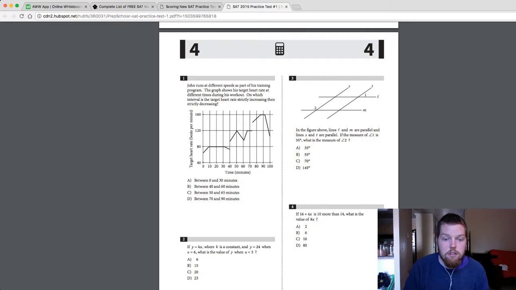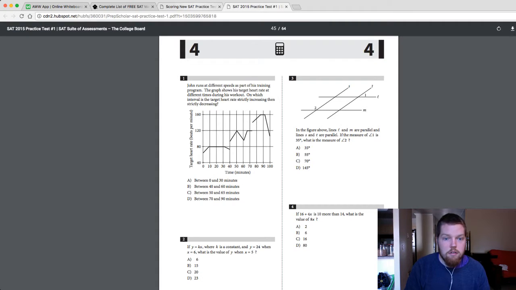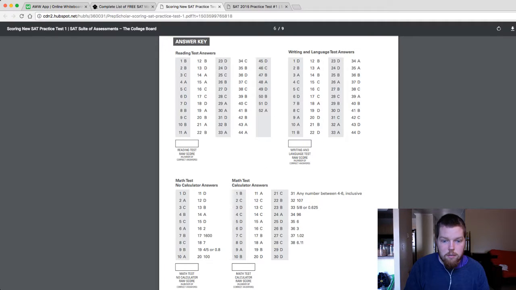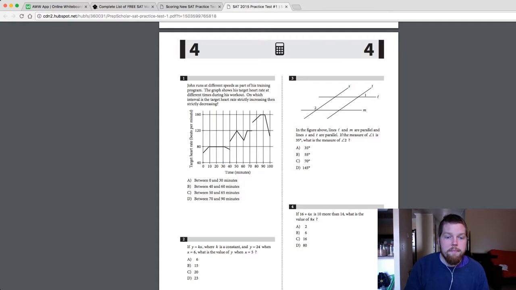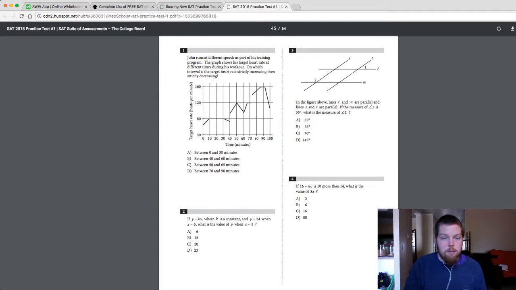Okay, this next section here is increasing and then it decreases, so that section qualifies as strictly increasing, then strictly decreasing, going up and to the right, then going down and to the right. So that's between 40 and 60 minutes. So we're going to go with B, between 40 and 60 minutes. B is correct. We don't even need a piece of paper or a calculator for that part.